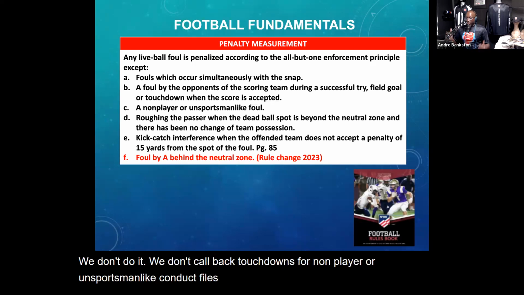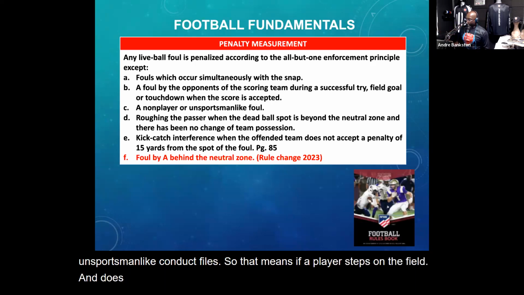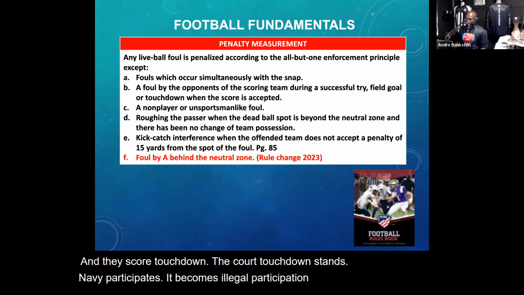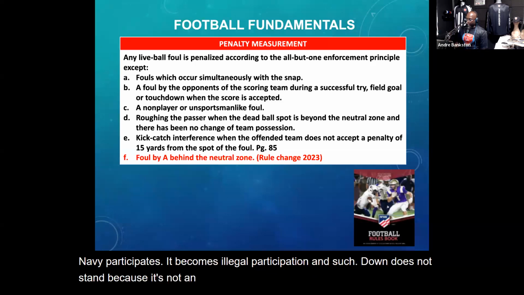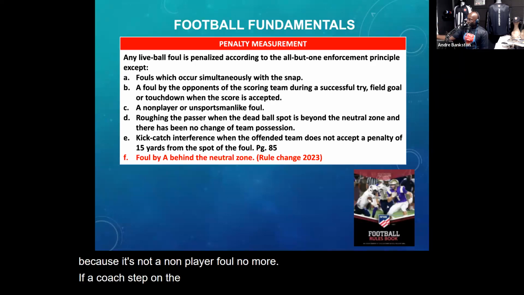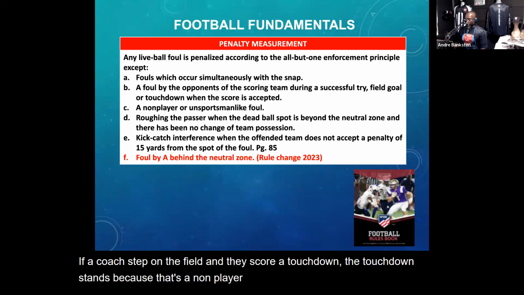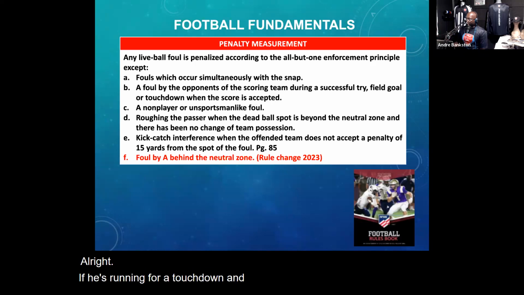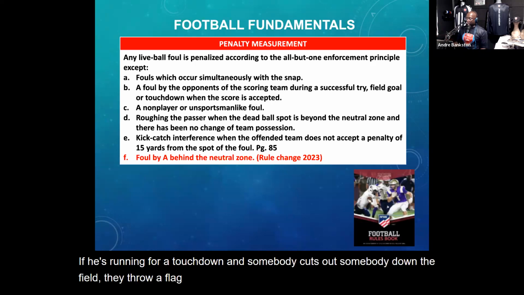So that means if a player steps on the field and does not participate and they score a touchdown, the touchdown stands. Now, if he participates, it becomes an illegal participation and the touchdown does not stand, because it's no longer a non-player foul. If a coach steps on the field and they score a touchdown, the touchdown stands, because that's a non-player foul. All right. If he's running for a touchdown and somebody cuts someone down the field and they throw a flag, we do not call back the touchdown.